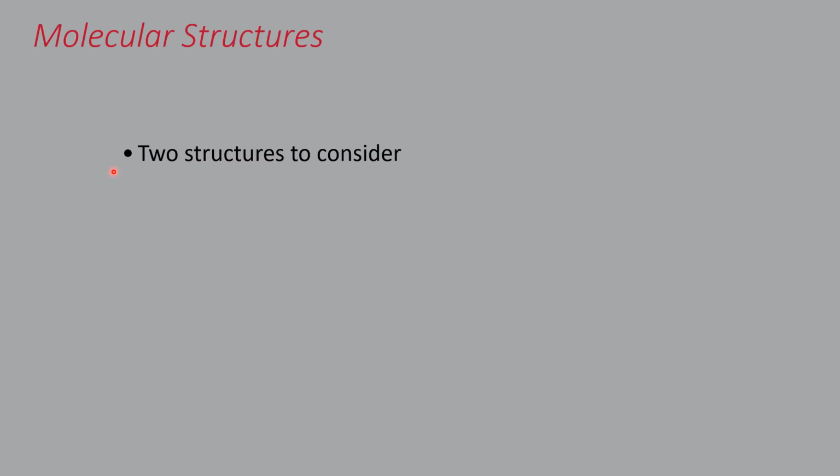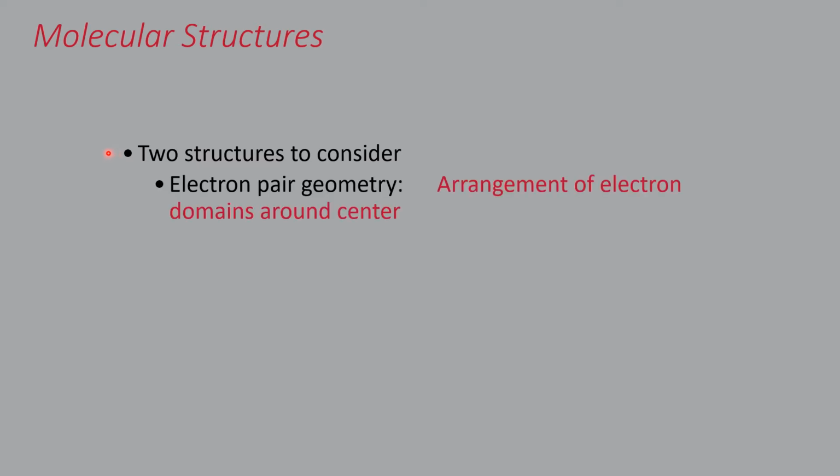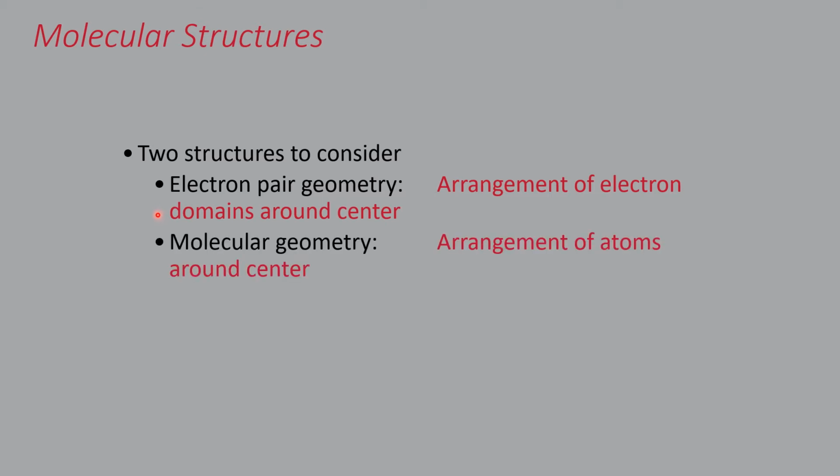All right, molecular structures. So we're actually going to talk about 2 different types of structures almost simultaneously here. Number 1 is the electron pair geometry. So this is the arrangement of the electron domains around a particular center. And again, I use the word electron domain as a general term that describes shared bonding electrons and unshared electrons as well. The second one is going to be the molecular geometry. So this is the arrangement of atoms around a particular center atom. And it's the shape that those molecules actually adopt.